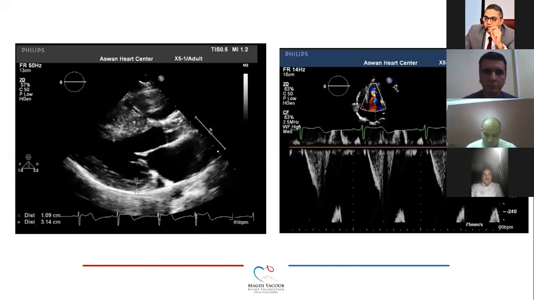It is recommended that wall thickness more than 15 millimeters is the classic threshold to diagnose abnormal wall thickness and to diagnose hypertrophic cardiomyopathy, among other features, of course. However, when we have a relative with definitive HOCM, the threshold is not 15 millimeters, it is 13 millimeters. Of course, this is for adults, not for children.